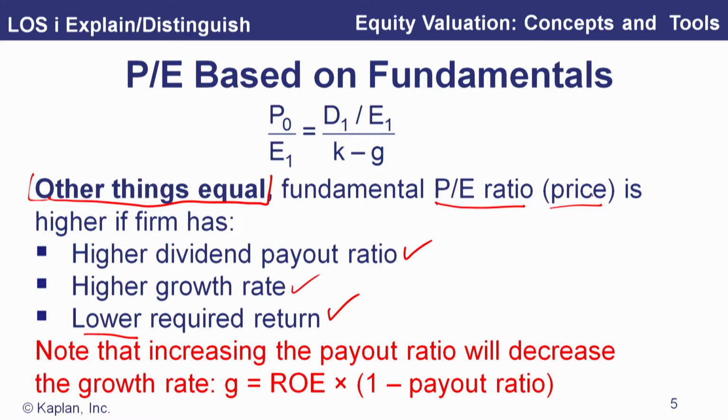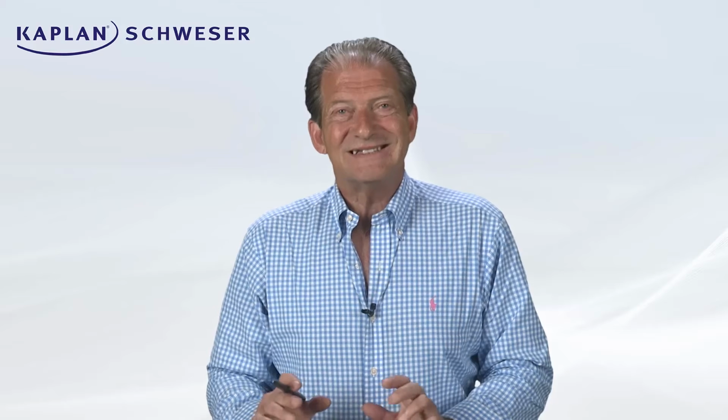But note that increasing the payout ratio will decrease the growth rate. Remember, our formula for our constant growth rate in the constant growth model was return on equity times the retention ratio, 1 minus the payout ratio. So if it doesn't say other things equal, or if we're talking about a real-world application, we can't just go to a company and say, well, increase your payout ratio, that'll increase your stock price, and that'll increase your PE.